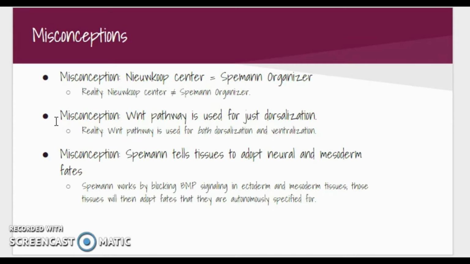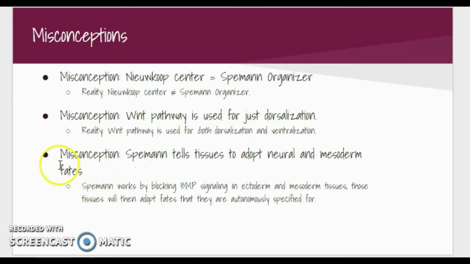That's a misconception that a lot of people will have, so just keep that in mind, that the Wnt pathway is used for both dorsalization and ventralization. Going on to the third one, the Spemann organizer tells the tissues to adopt neural and mesodermal fates. This is a misconception that's a little bit technical.